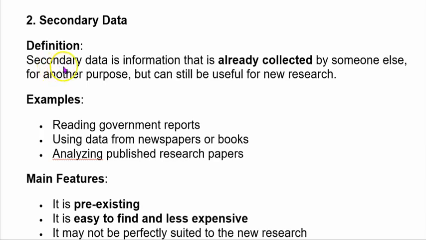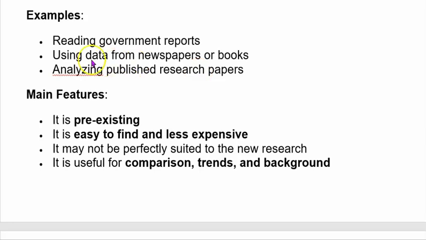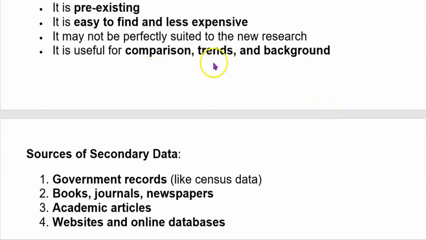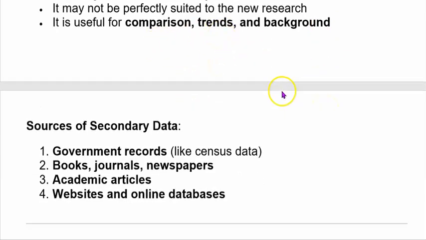Secondary data. Definition: secondary data is information that is already collected by someone else for another purpose, but can still be useful for a new research. Examples: reading government reports, using data from newspapers or books, analyzing published research papers. Main features: it is pre-existing, it is easy to find and less expensive, it may not be perfectly suited to the new research, it is useful for comparison, trends and background.